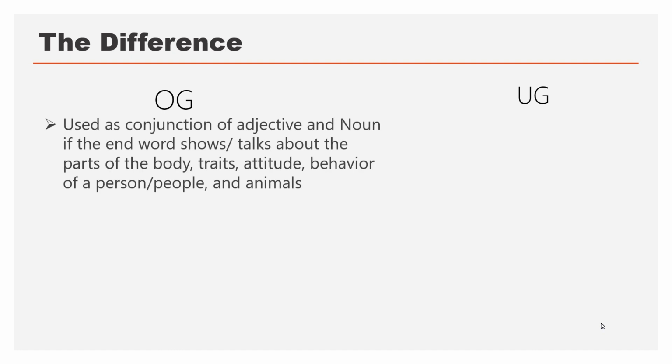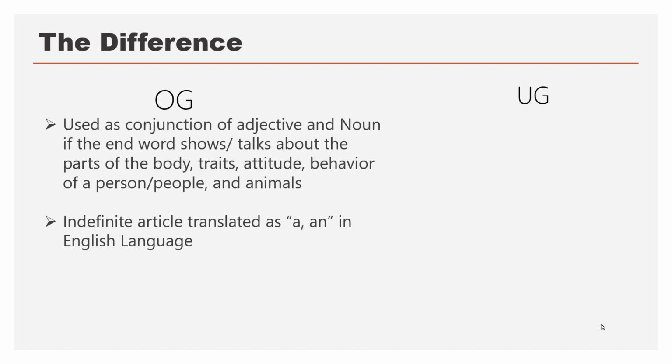Og is used as a conjunction of adjective and noun if the end word shows or talks about the parts of the body, traits, attitude, behavior of a person or people, and animals. Another difference is that it is an indefinite article translated as a or an in the English language, and sometimes it can be an objective article. These three I will explain in the succeeding slides.